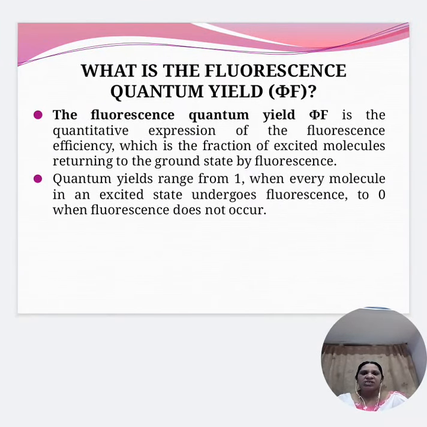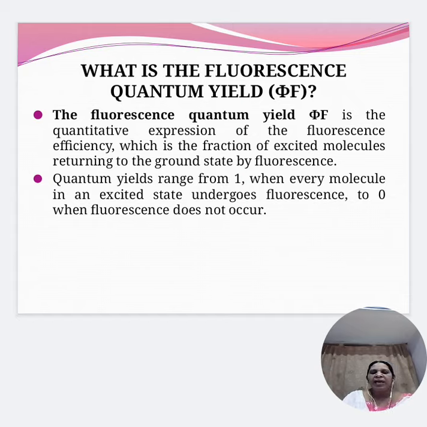What is the fluorescence quantum yield? The fluorescence quantum yield, represented by phi f, is the quantitative expression of fluorescence efficiency, which is the fraction of the excited molecules returning to the ground state by fluorescence. By the process of fluorescence, how large a fraction of the molecules return to the ground state, that is called the fluorescence quantum yield phi f.